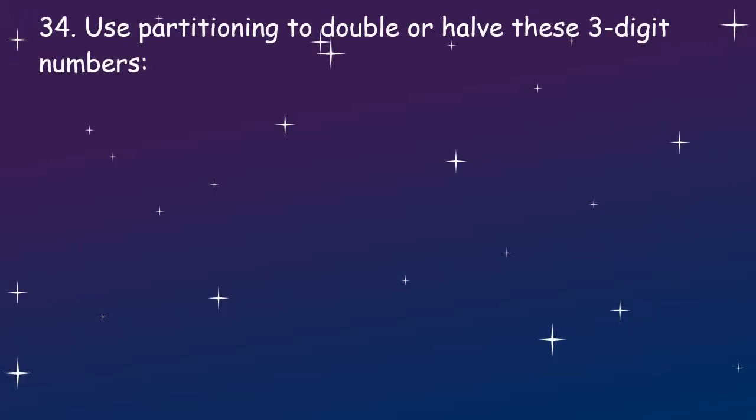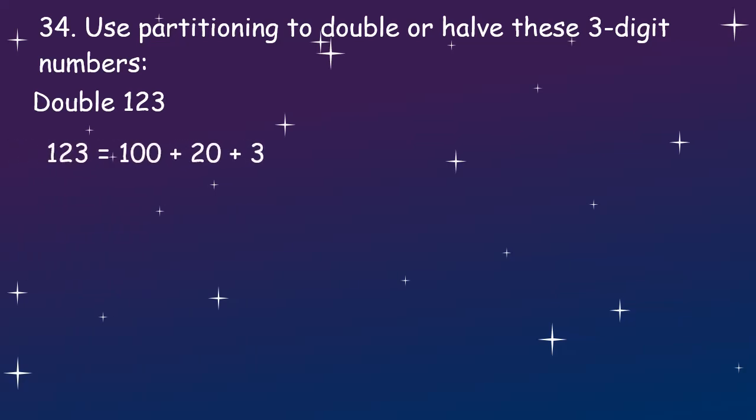For question 34, use partitioning to double or halve these three-digit numbers. We're going to start from 123. I need to double 123. And in order to do that, first let's partition 123 into hundreds, tens, and units. That is 100 plus 20 plus 3.